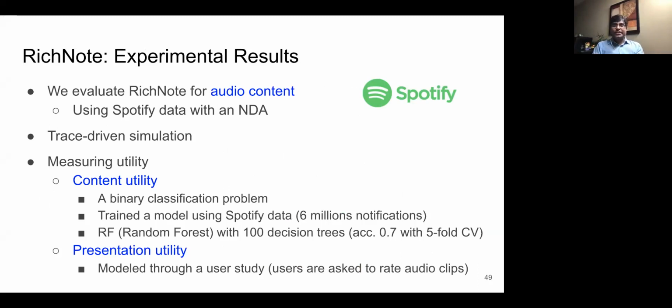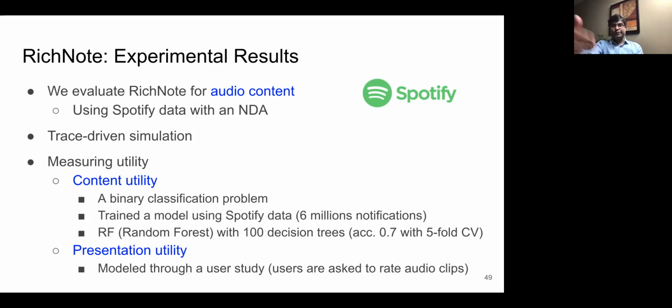The way we measure content utility is through a classification problem. It's a machine learning model constructed from Spotify data, 6 million user notifications. It was a random forest built with 100 trees and with an accuracy of 0.7. Accuracy is not that high, because users have very wide variation in their music choices, so it's really hard to come up with a very consistent or very high accuracy model. For presentation utility, we did a survey asking users how they evaluate a certain content duration: 5 seconds, 10 seconds, 15 seconds, and so on.